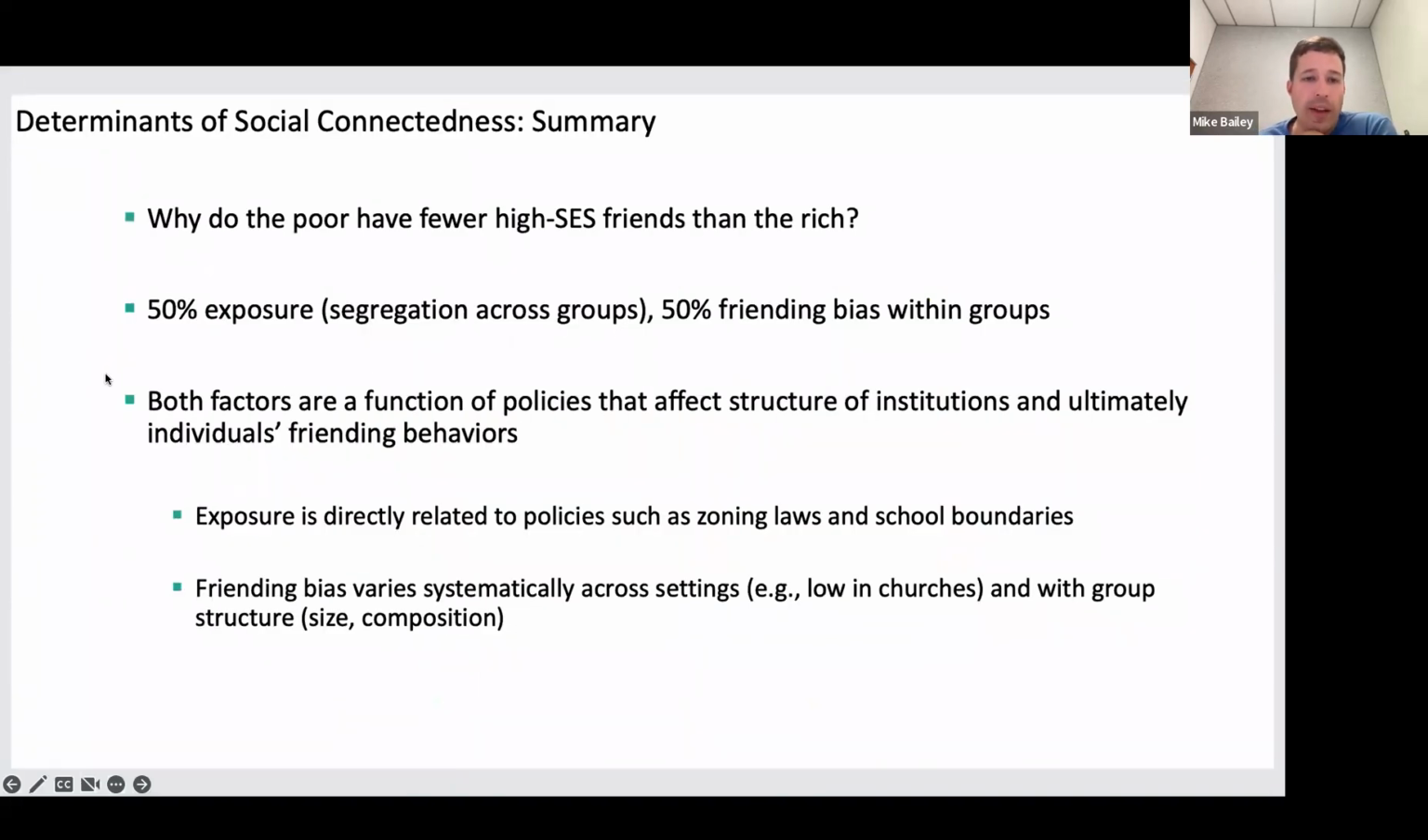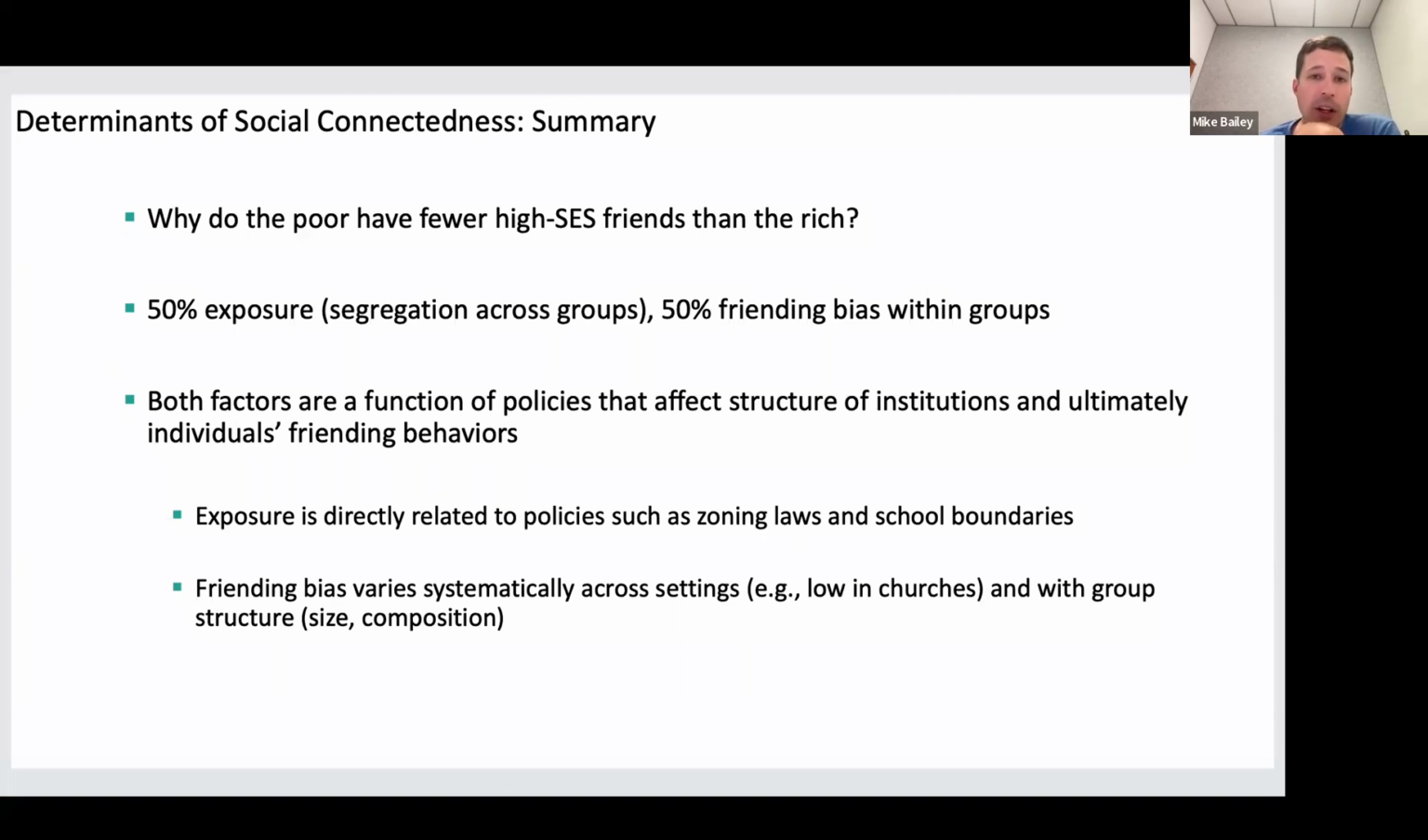So, why do the poor have fewer high SES friends than the rich? We think it's about a 50% exposure segregation across groups and a 50% friending bias. Both of those are functions of policies that affect the structure of institutions and friending behaviors. Exposure is related to things like zoning laws and boundaries and how we have set up our society's institutions. On friending bias, I would love to go deeper, but I don't have the time. We have some results explaining why it varies and how it varies, but we find it varies a lot across settings.